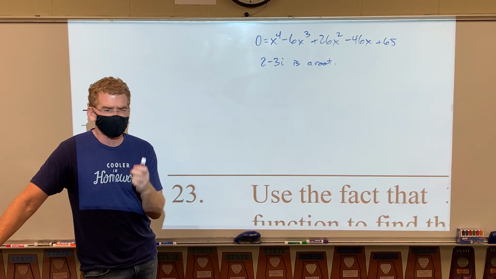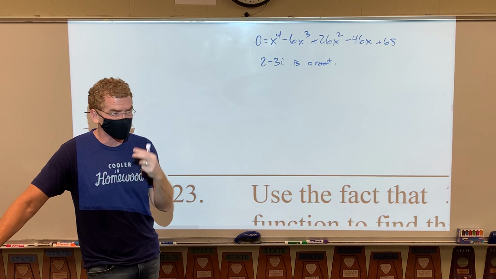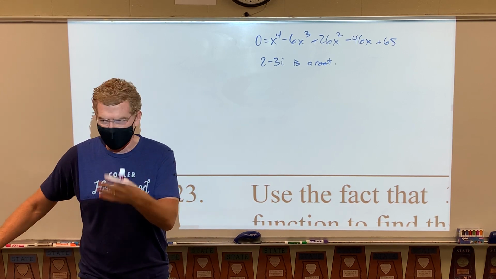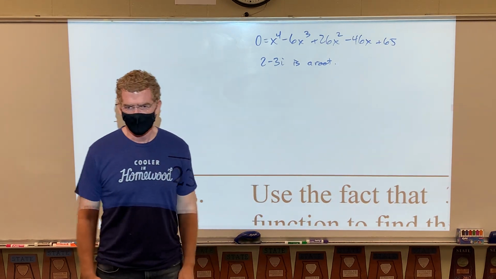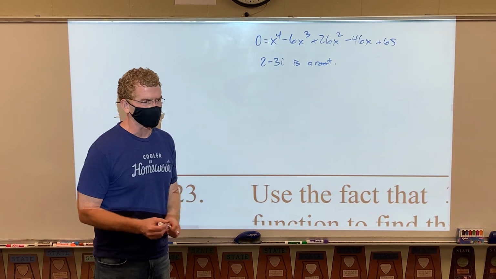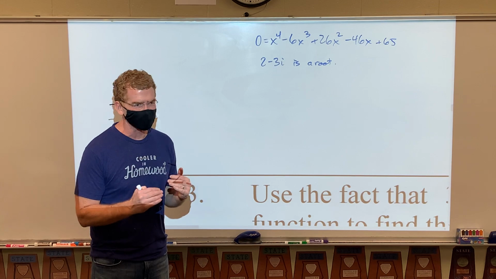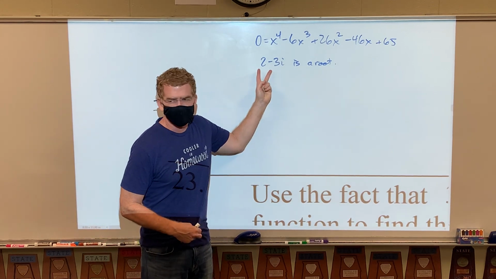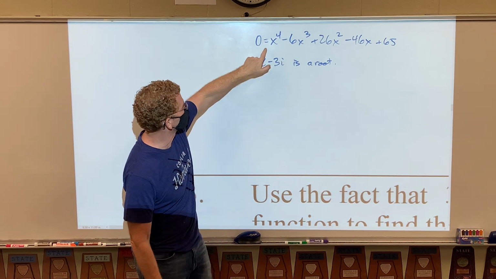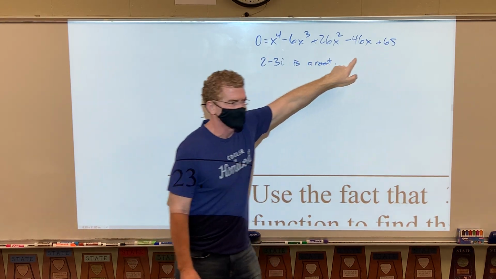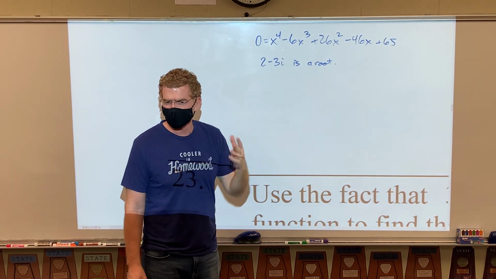Okay, one option, and this is the way I think that most people do the best with, even though it's the most tedious. And I say that because people tend to not like long division. But one of the ways is to do synthetic division here. Now, what's going to happen? What do you know about imaginary roots? They come in pairs if there's no i's in the problem, which there aren't. So that means I also know that 2 plus 3i is a root.